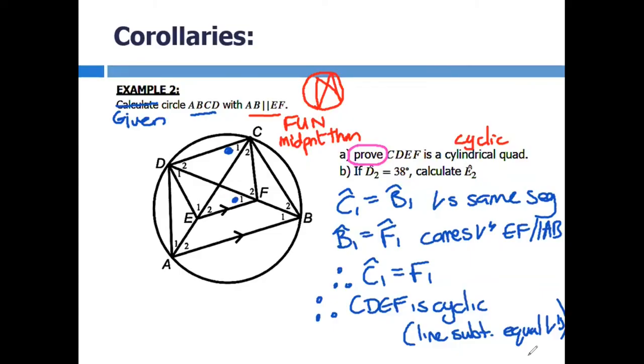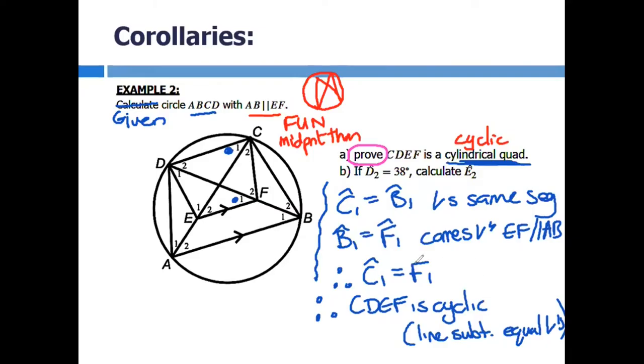Okay, so I know working backwards is hectic. But now that we know that this is cyclic, I've just proven it. Notice nowhere in my proof do I talk about it being cyclic. I only talk about it being cyclic in my conclusion. You cannot use the cyclic quad before then.